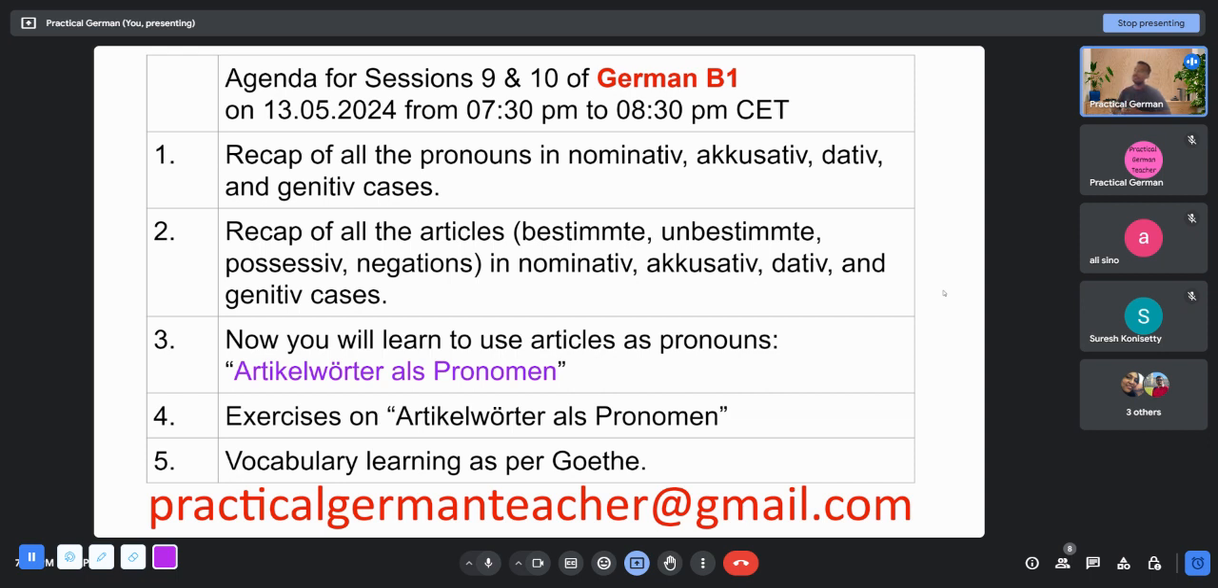quick recap of the pronouns in German language in nominative, accusative, dative. I don't think it's a mistake. I don't think we need to learn pronouns in genitive case. Apologies for that. Then we will also learn the articles. So bestimmte article, definite articles, unbestimmte article, indefinite articles, possessive article, mein, dein. Then also negationsartikel, kein, and so on. For all the four cases: nominative case, accusative case, dative case, and genitive case.